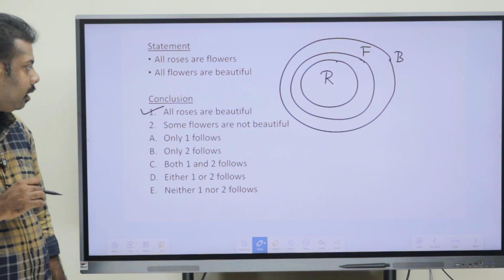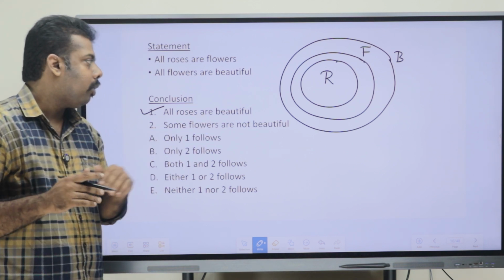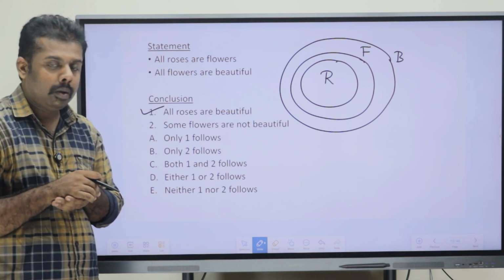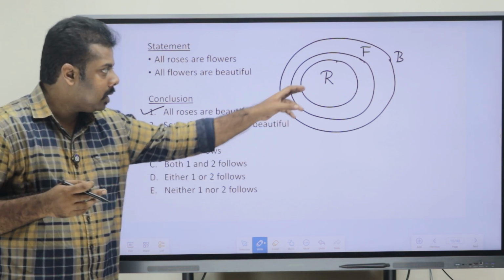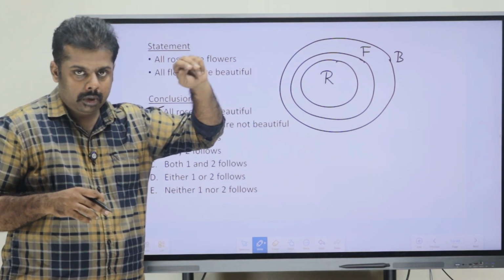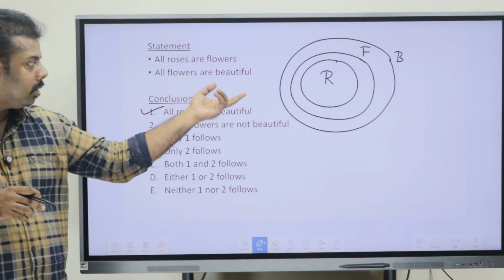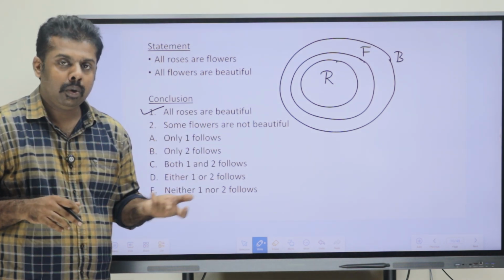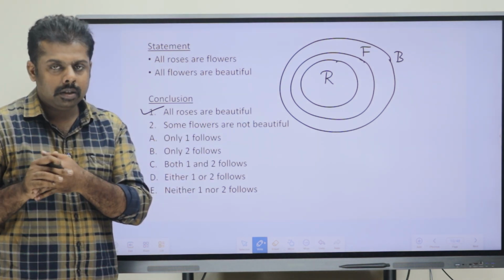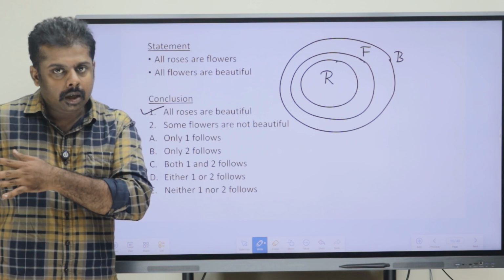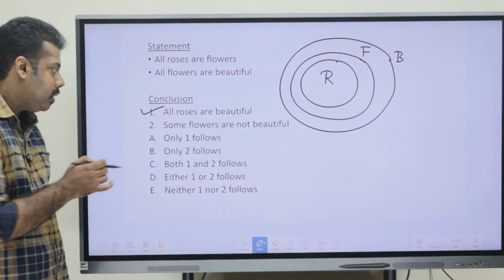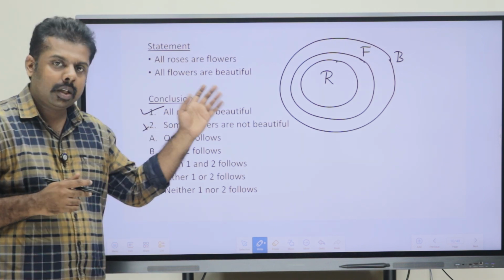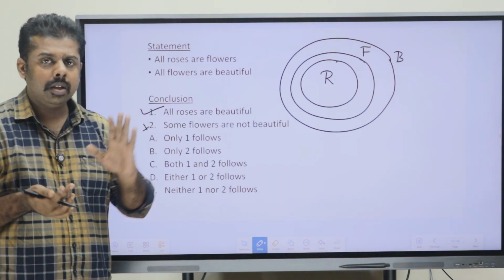Now moving on to the second conclusion. Some flowers are not beautiful. Okay, so it says that some flowers are not beautiful. So is it right or wrong? We have to say it is wrong, because we can see that all flowers are beautiful. So that is understood from the statement and the Venn diagram. So can we say that some flowers are not beautiful? No. Okay, so we know a condition. So if you are saying another conclusion related to that, that always has to be wrong in case of definite conclusion. Okay, so here the first one is right and the second one is wrong.